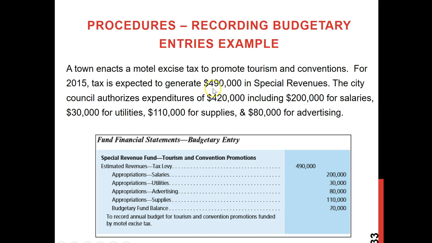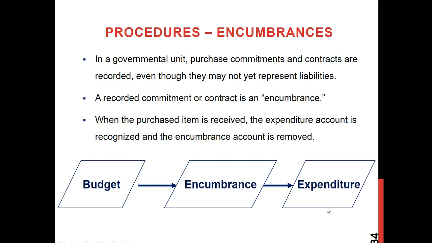So the total expectation, they will call it estimated revenues. These are not real actual revenues, and in one sense this is how the fund financial statement differs from government-wide or pure accrual, or for-profit financial statements. So they will debit this for 490,000 and they will show all these expected expenditures for 420,000, and the difference they call the budgetary fund balance, 70,000. Now here we will see another item which we call encumbrance.